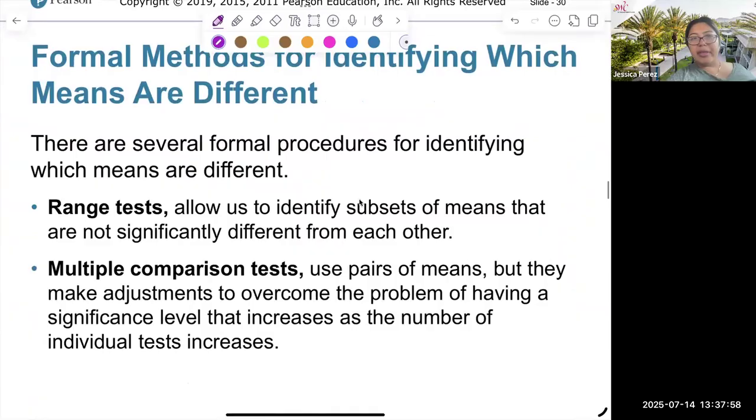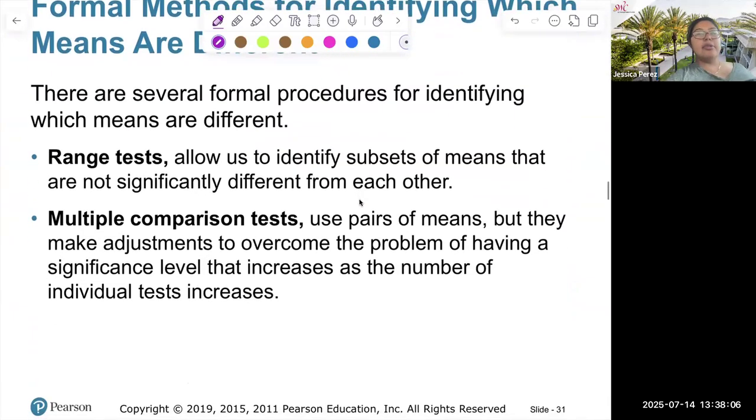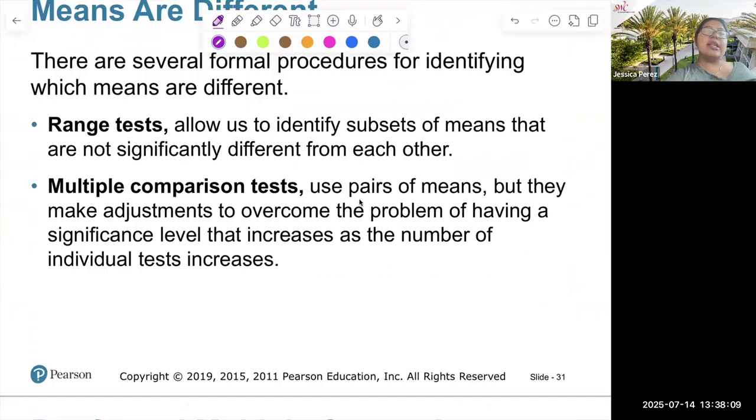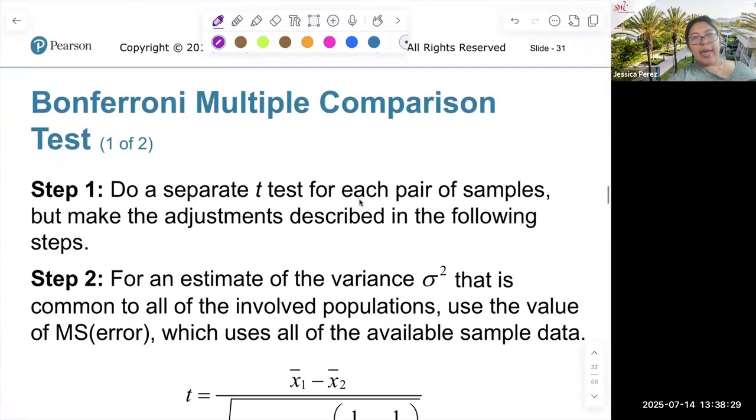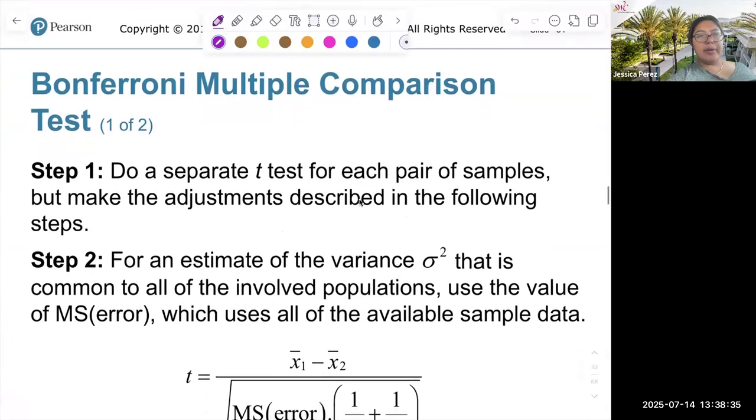So which are the formal methods? There are several formal procedures for identifying which means are different, and one is called the range test. The range test allows us to identify the subsets of means that are not significantly different from the others. Or we can do a multiple comparison test, which uses pairs of means, but we need to make adjustments to overcome the problem of having a significance level that increases as the number of individual tests increases. And there exists a test called the Bonferroni multiple comparison test.